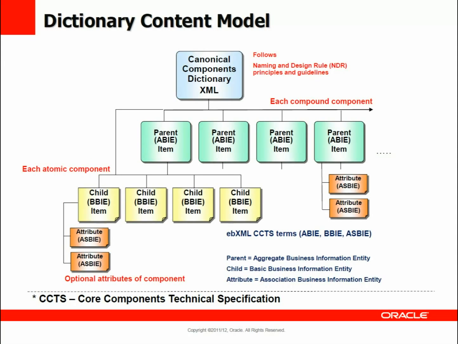So what that looks like is this content model, where you have the components of the dictionary, then you have the compound components parent level. Underneath those you have the child components that correspond to the parents, and then you can have attributes either on the parents or on the children or both that provide additional details about the specific component. So this is what this looks like structurally, and you can see that there's various acronyms being used here, and these terms are defined in the Core Components technical specification, which came out of the EBXML work.